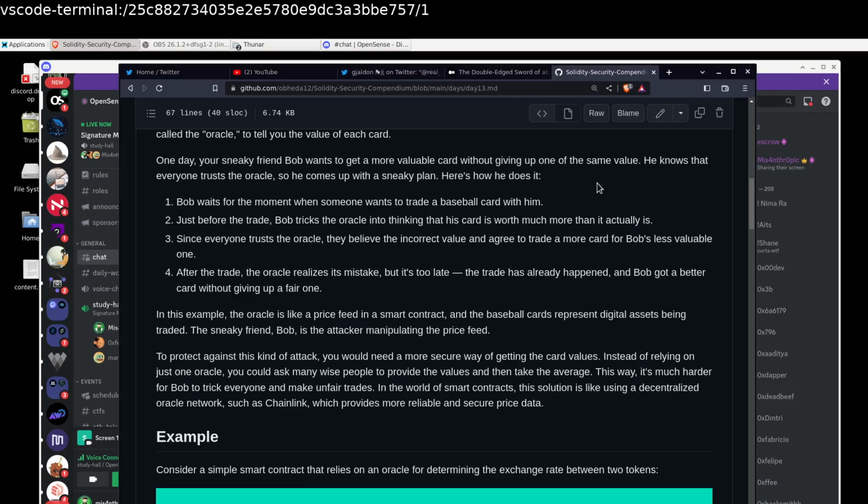Bob waits for a moment when someone wants to trade a baseball card with him. Just before the trade, Bob tricks the Oracle into thinking that his card is worth much more than it actually is. Since everyone trusts the Oracle, they believe the incorrect value and agree to trade one card more for Bob's less valuable one. After the trade, the Oracle realizes the mistake, but it's too late. The trade already happened and Bob got a better card without giving up a fair one.